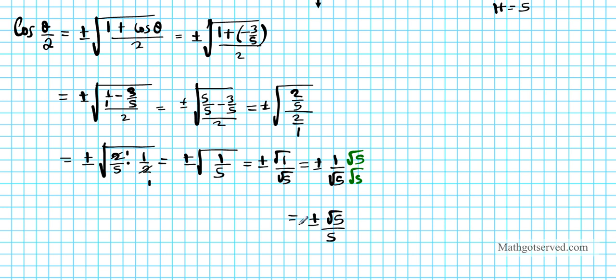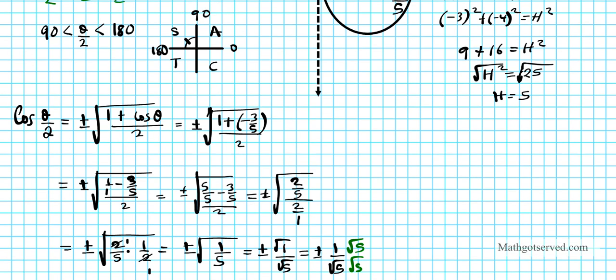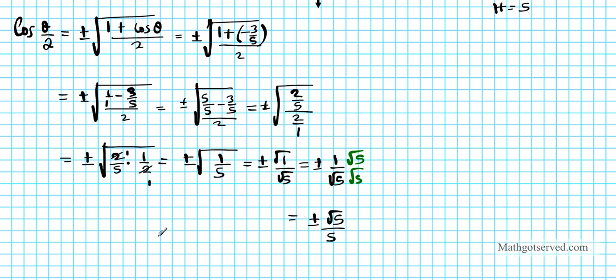What quadrant are we in? Same quadrant as here. We're still in this same problem, between 90 and 180. So S basically tells us that only sine and cosecant are positive. So since cosine is neither sine nor cosecant, we know that cosine theta over 2 is going to be negative because we don't have a match. It's negative root 5 over 5. All right, so there you have it.